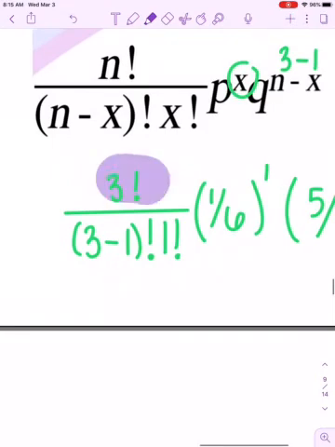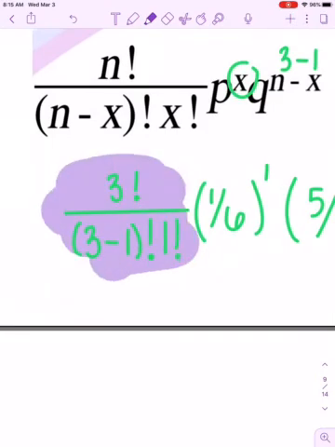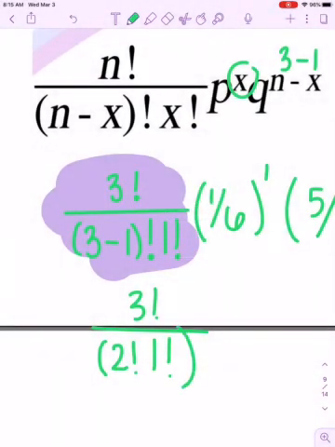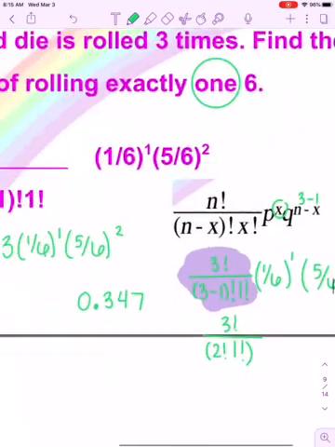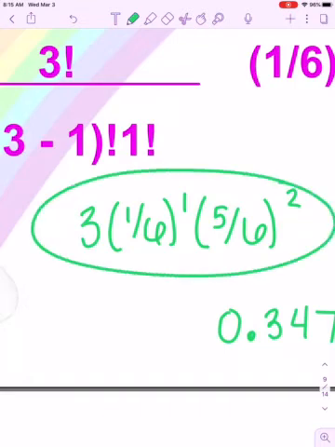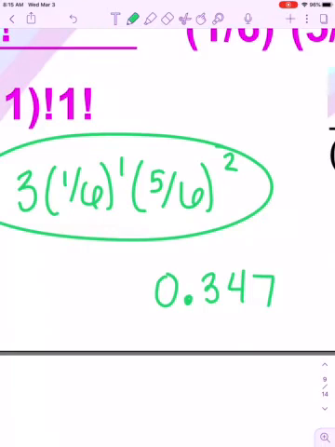That's what we already have. I would suggest doing this fraction first in your calculator. So you would do 3 factorial over 3 minus 1 is 2 factorial, 1 factorial. Okay, all together on the bottom. Put that in your calculator. When you do that, you get 3 in this case. And then 1/6 to the first and 5/6 squared. And then you can just put all of that in at once.